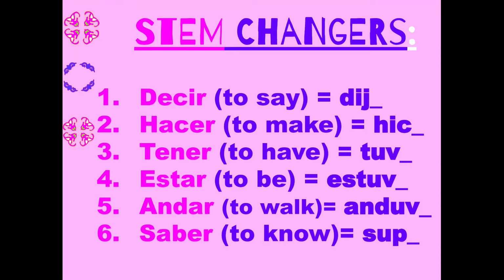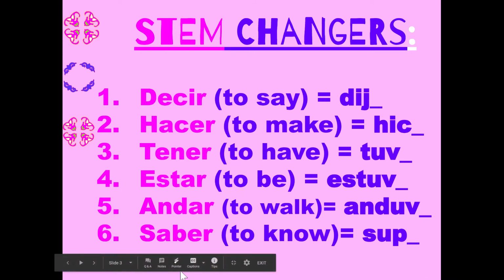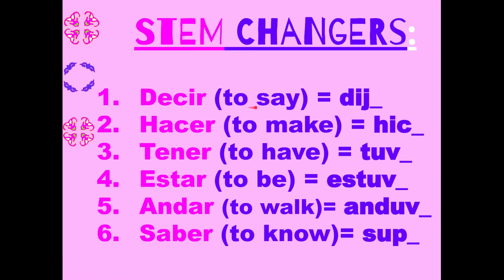So the first one is decir. Let's see if I can get a little pointer going here. Okay, so we have decir. It means to say or to tell. And in the stem, it's going to change to D-I-J. So the D-E-C is going to change to D-I-J. Why is there a blank behind it? Because you still have to put an ending on the end of that. So, for example, if I say, what did you say? I'm going to say, ¿qué dijiste? I'm going to put an ending on the end of that stem.